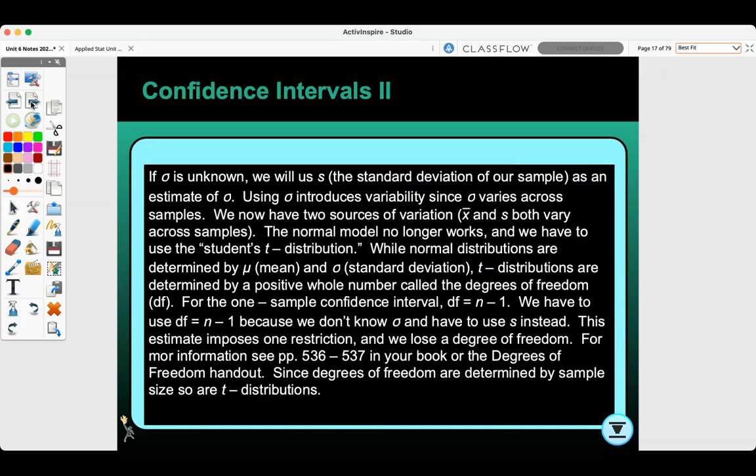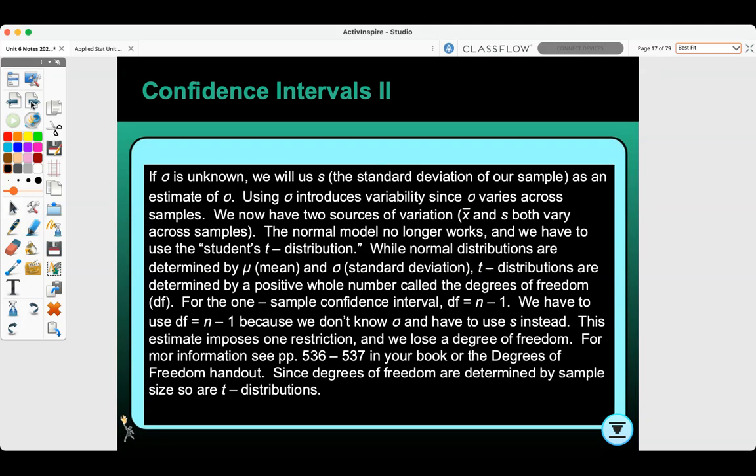If sigma is unknown, we will use S, the standard deviation of our sample, as an estimate of sigma. Using S introduces variability since S varies across samples. We now have two sources of variation. X bar and S both vary across samples. The normal model no longer works, and we have to use the student's t-distribution.